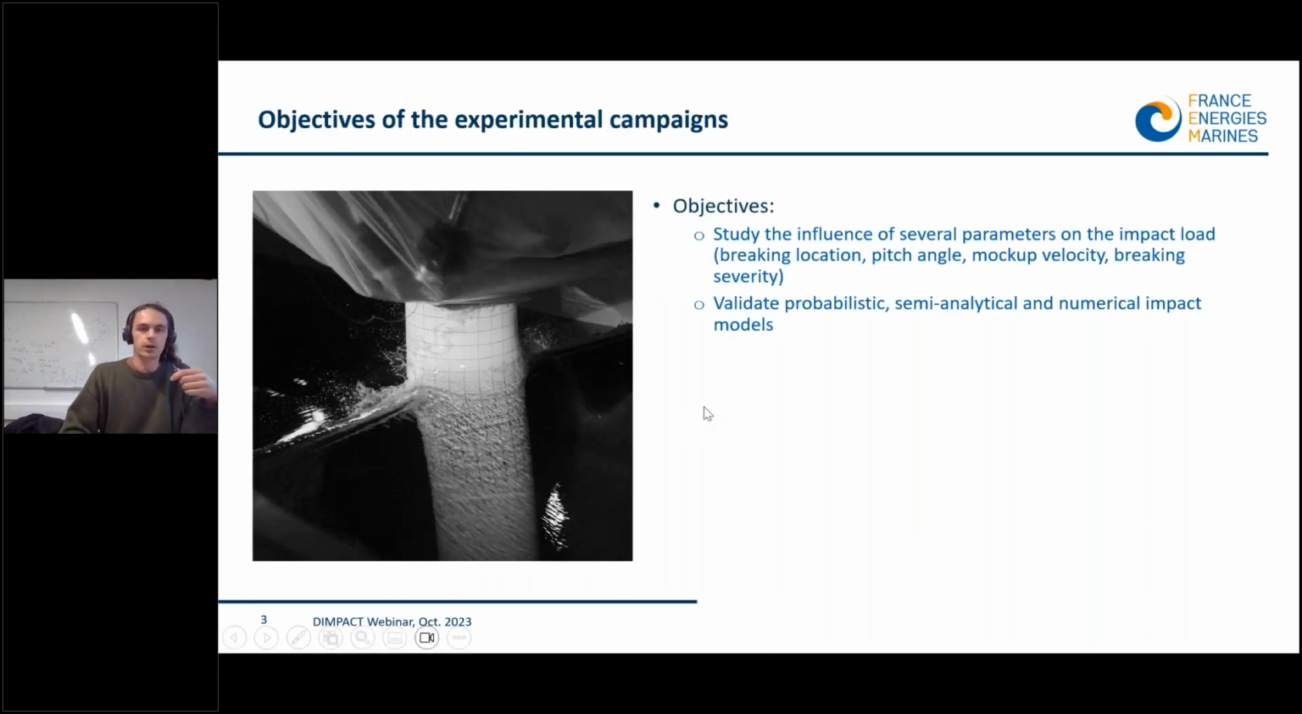So the objectives of the experimental campaigns were to study the influence of different parameters on the breaking wave impact loads. So we studied the influence of the distance between the breaking location and the front face of the mock-up. We studied the influence of the pitch angle of the turbine, of the mock-up velocity, and of the breaking severity. And the experimental results were also used to validate probabilistic, semi-analytical, and numerical impact models within the DIMPACT project.